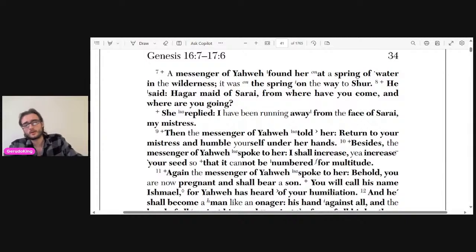He said, Hagar, maid of Sarai, from where have you come, and where are you going? She replied, I have been running away from the face of Sarai, my mistress. Then the messenger of Yahweh told her, Return to your mistress and humble yourself under her hands. Besides, the messenger of Yahweh spoke to her, I shall increase, yea, increase your seed, so that it cannot be numbered for multitude.